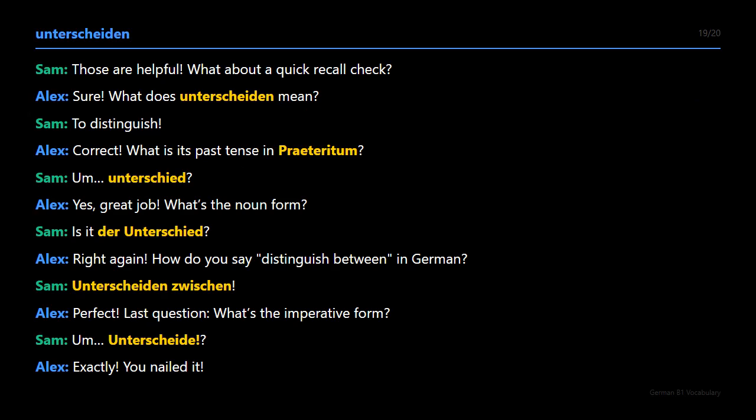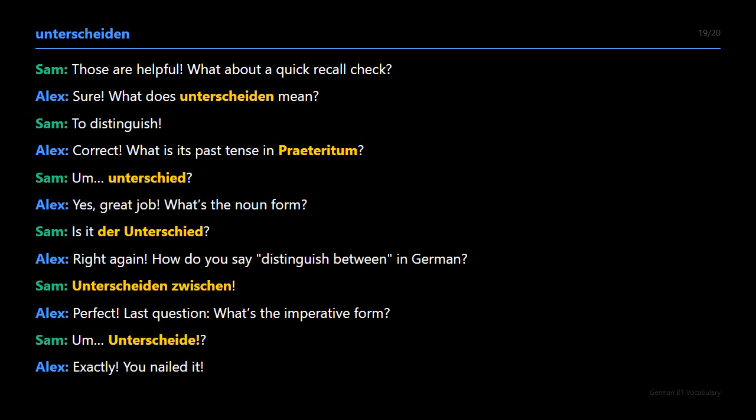Those are helpful. What about a quick recall check? Sure. What does unterscheiden mean? To distinguish. Correct. What is its past tense in Präteritum? Unterschied. Yes, great job. What's the noun form? Is it der Unterschied?